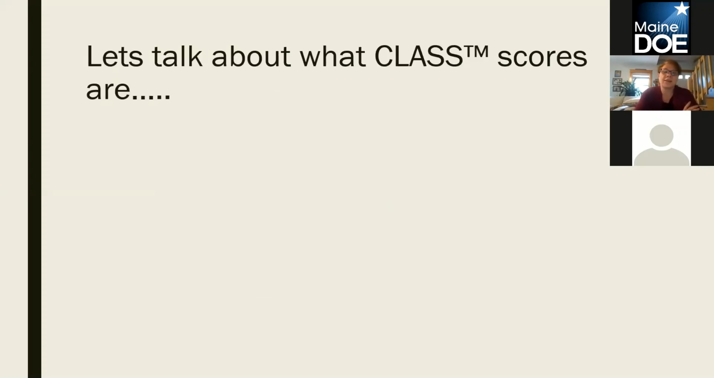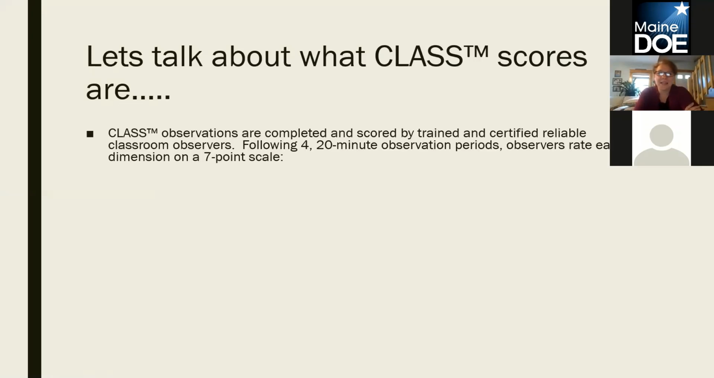So let's talk about what CLASS scores are. CLASS observations are completed and scored by trained and certified reliable classroom observers. There is a test once a year that we have to take to continue our reliability in order to do CLASS observations. There are 4 20-minute observation periods during 1 classroom day, and following that, observers rate each dimension on a 7-point scale as follows.